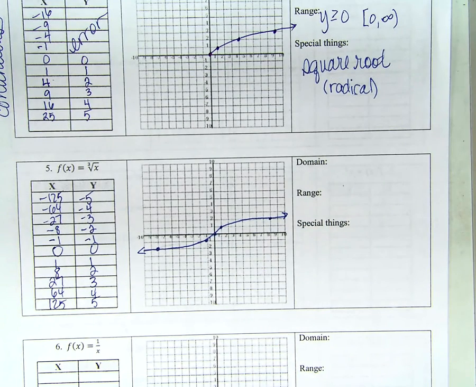Oh, dang, I forgot to ask you a question. What was it? Yeah, are we allowed to connect them? Yeah. Oh, yeah. Because they're continuous. Okay?